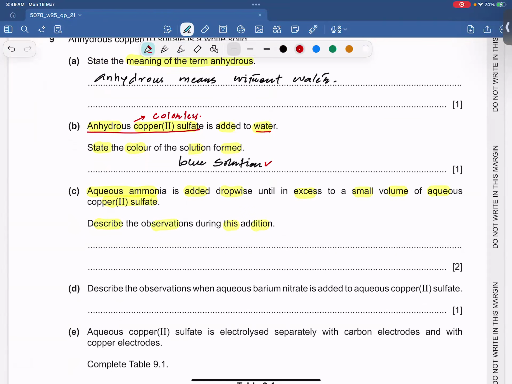First of all, blue precipitates are formed. Precipitates are soluble in excess aqueous ammonia to give a dark blue solution.